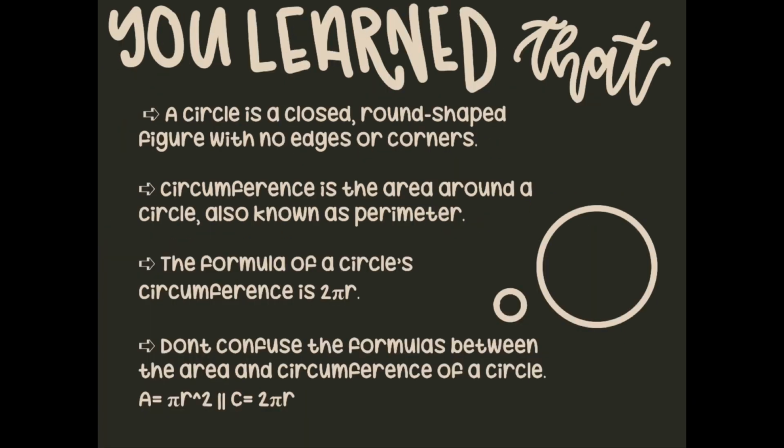So you learned that a circle is a closed round-shaped figure with no edges or corners. Circumference is the distance around a circle, also known as perimeter, and the formula of a circle's circumference is 2 pi r. And also, remember to not confuse the formulas between the area and circumference of a circle. Area is pi r squared and circumference is 2 pi r.